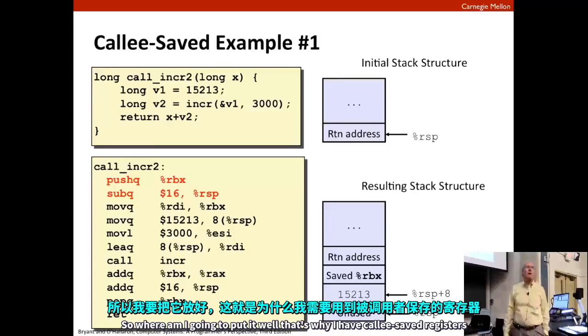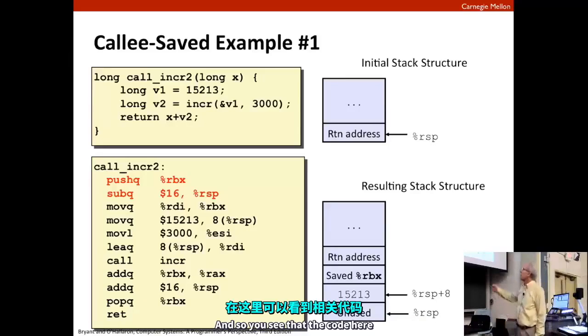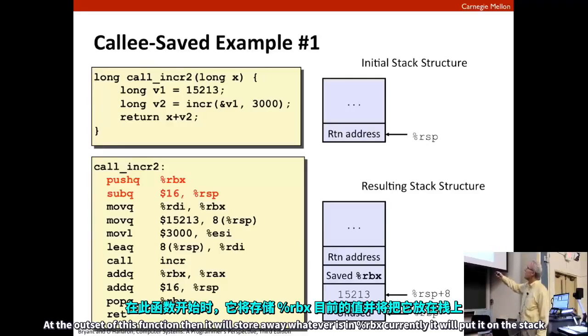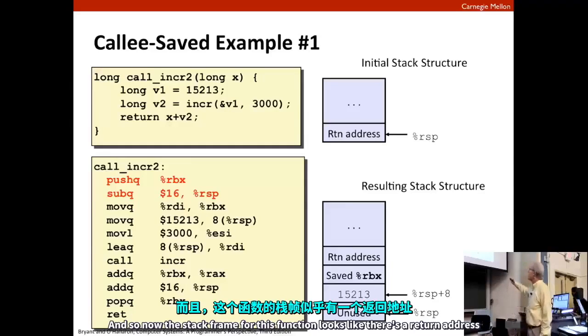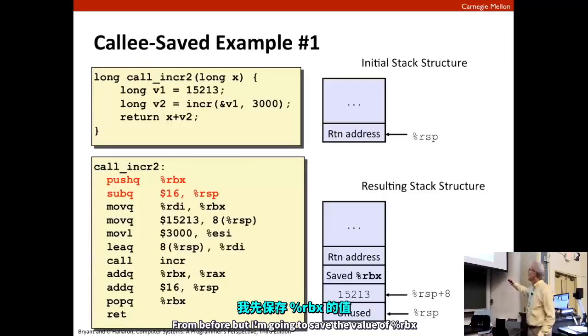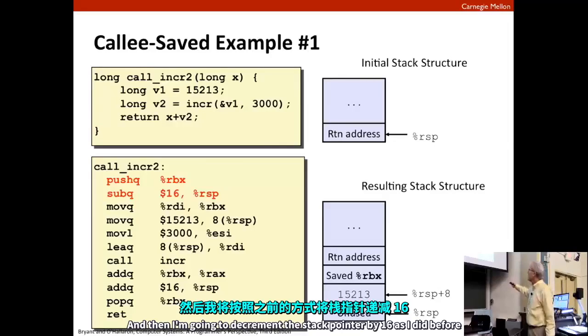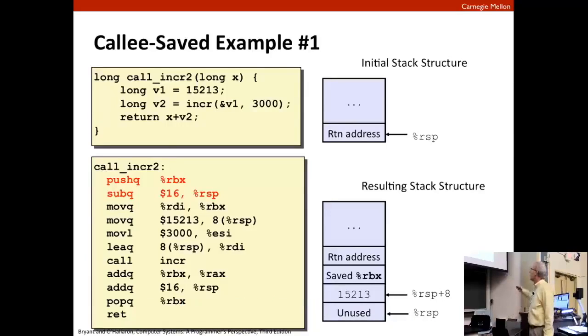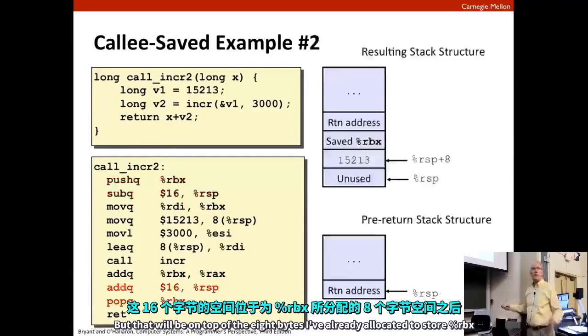Well, that's why I have callee save registers. And so you see the code here at the outset of this function: it will store away whatever is in RBX currently. It will put it on the stack. So now the stack frame for this function looks like there's a return address from before, but I'm going to save the value of RBX. And then I'm going to decrement the stack pointer by 16 as I did before. But that will be on top of the 8 bytes I've already allocated to store RBX.